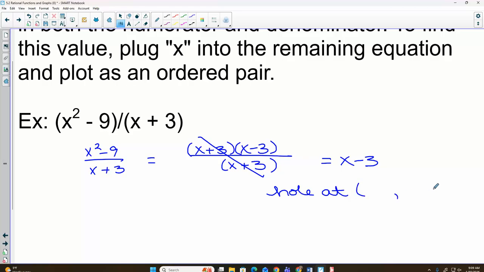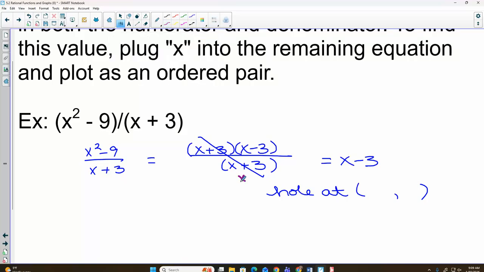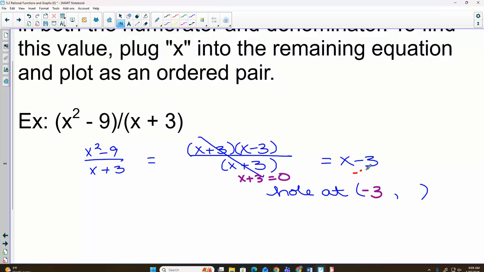And we can find the actual ordered pair for that hole. The x value is from the thing that canceled. What makes x plus 3 equal 0? Negative 3. So that's my x value. That's the domain issue here. You couldn't plug a negative 3 in the beginning. To get the y, all you do is plug negative 3 into what's left. So if I put in negative 3 minus 3, we get negative 6.